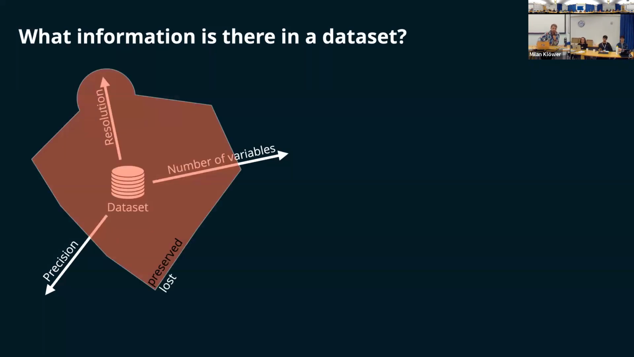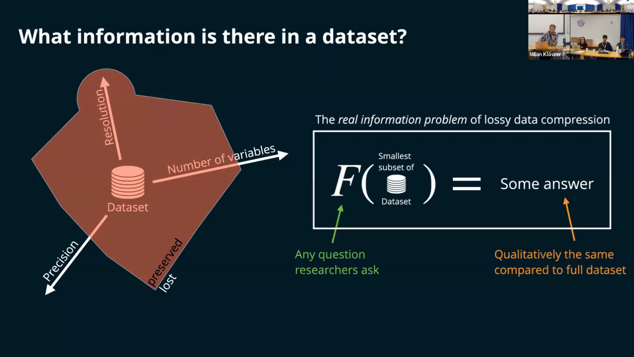And so the question really was: how much of that can we actually chop off? This is what I call the real information problem of lossy data compression. You want to find a small subset of this data so that whatever answer you want to get in the end, you still get qualitatively the same answer. So how much can I chop away so that your weather forecast still gives you the correct answer for tomorrow, and you don't say, well, this is absolutely wrong, it's not snowing right now.